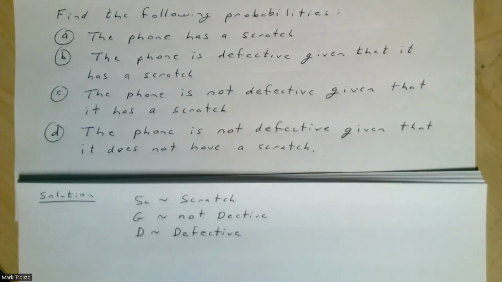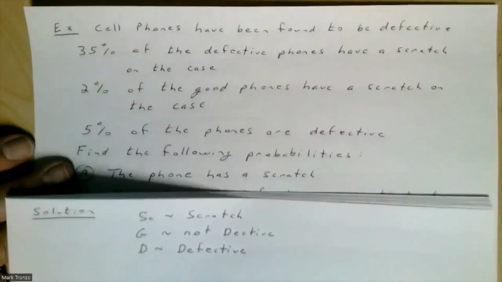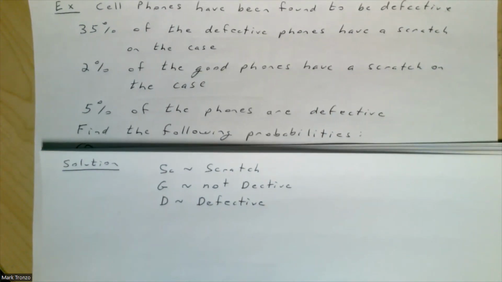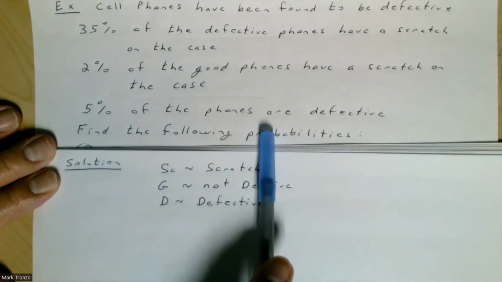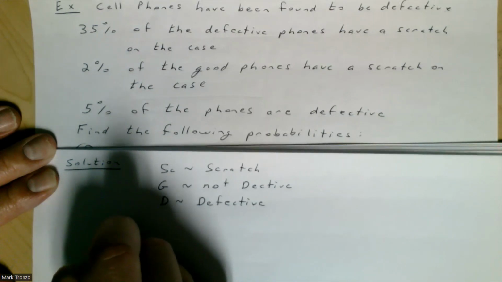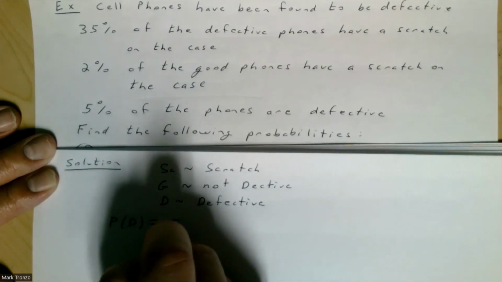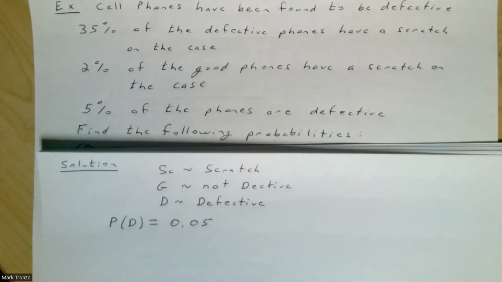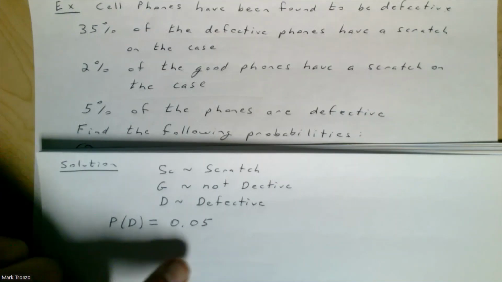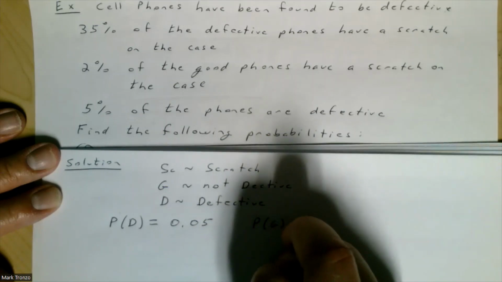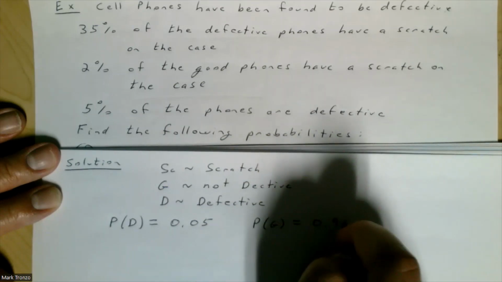And let's organize and see what information we know based on what we're given. So let's look at what's given up here. First of all, we can jump down to this last part here. It says we know 5% of the phones are defective, so we can write that down. So that's 0.05 are defective. And so we know, therefore, the rest have to be good. So the probability of the phones being good is 0.95.